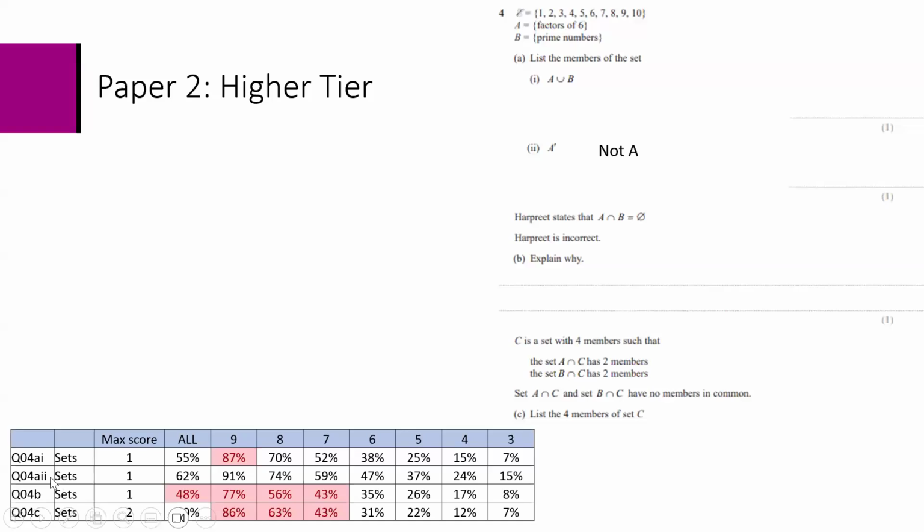For AII, not A, 62% of students could do that. Part B, where we've got that explain, I don't think it was the explain that caused the issue. I think it was an understanding of set notation. And I see this on the home papers, and I see this on the regional papers that I'm talking about today. And I saw it last year as well. Students, higher tier students, need more familiarity with set notation.